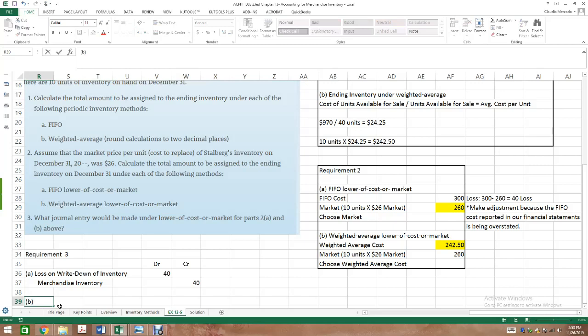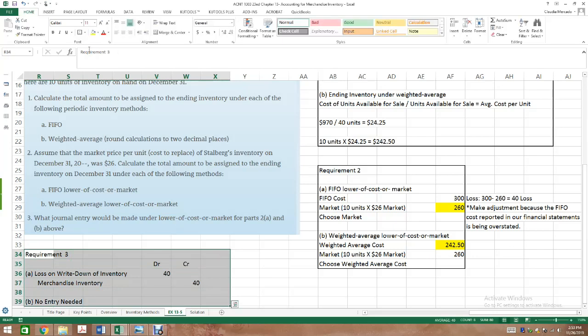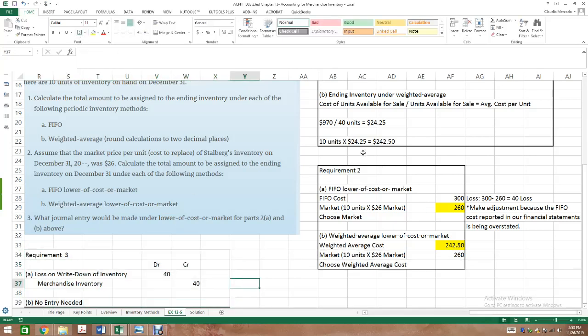Entries are only needed if you need to bring down the balance. In letter B, I don't need to bring it down because my inventory is already valued at the lower of cost or market. So for B, there is no entry needed. So these are the journal entries that would have to be recorded based on requirement number 2. And remember, you only make an entry if you need to bring down your balance.